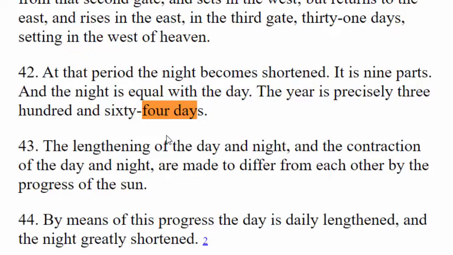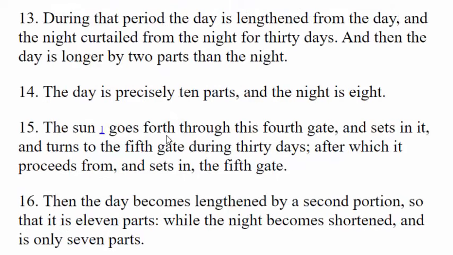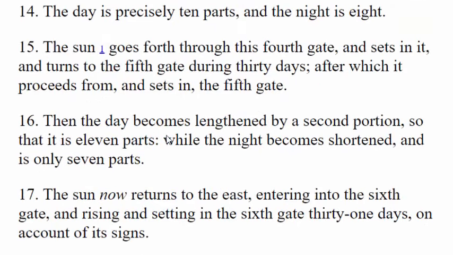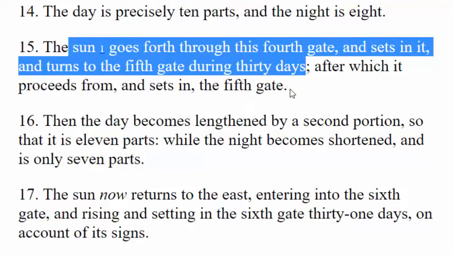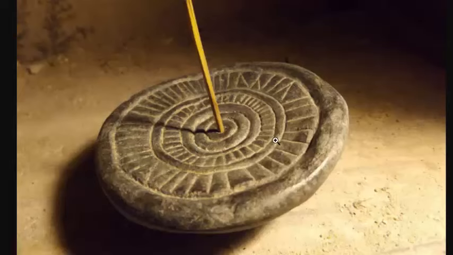So if we scroll back up, we can see the first day of the year. When you're looking at these verses in chapter 71, it tells us the precise time that the sun transitioned through these gates or these portals and how long it stays in each one of these portals. That's what these lines are representing on this sundial.